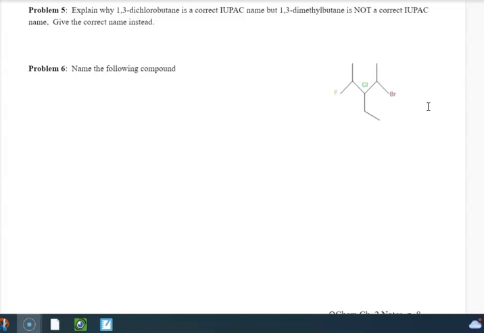So I have 2-bromo, 3-chloro, the ethyl comes next because E comes before F, so it'd be 3-ethyl, 4-fluoro, pentane. Okay, I hope that helped.